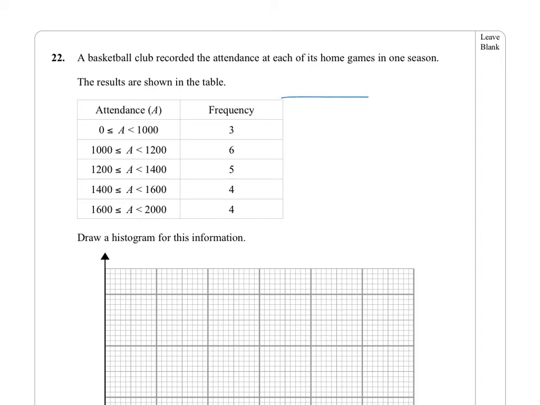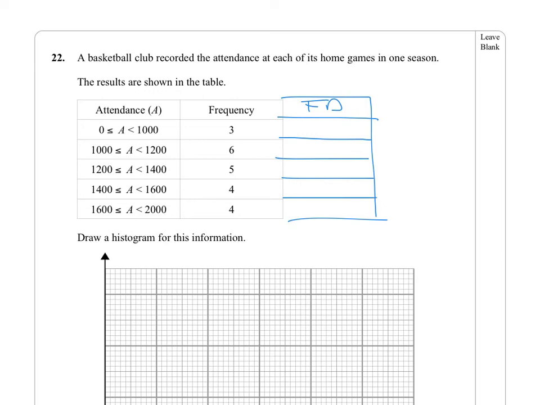What I always look to do is add a column, and if it's a histogram, which it is, since it's going to ask me to draw a histogram, then this column is going to be frequency density. If it was cumulative frequency, I'd have a cumulative frequency column. Frequency density is frequency divided by the class width. What do I mean by class width? 0 to 1000 means the class width for this row is 1000.